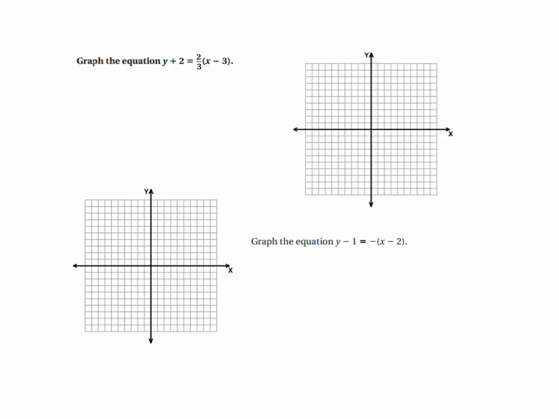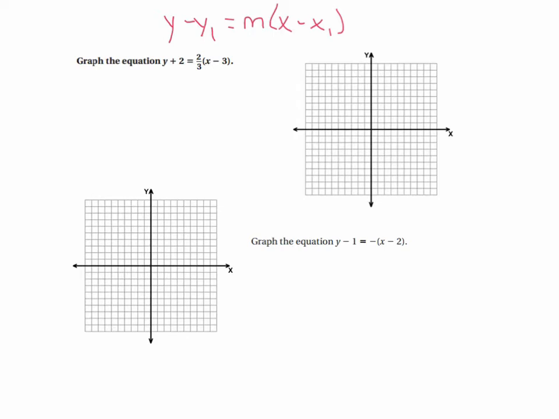Okay, first one we're going to graph. The equation is y plus 2 equals 2/3 times x minus 3. Keep in mind, point slope form is y minus y1 equals the slope times the quantity x minus x1. So we want to get these subtraction signs here, okay? You won't always have to do that as you get comfortable with it, but that's what we're trying to do, okay? So let's see if we need to rewrite this.